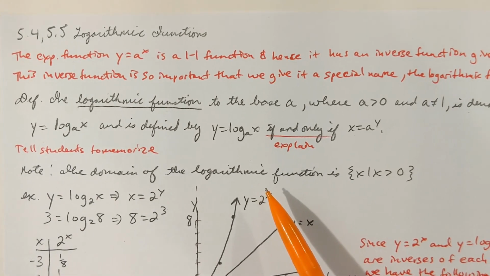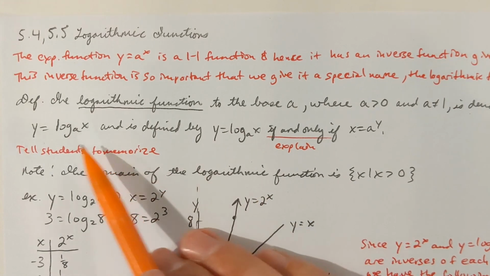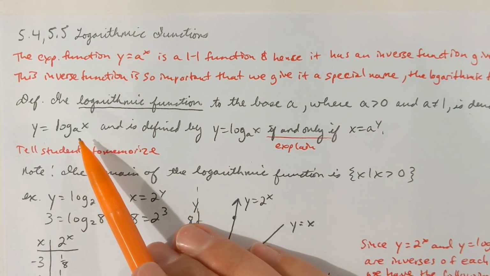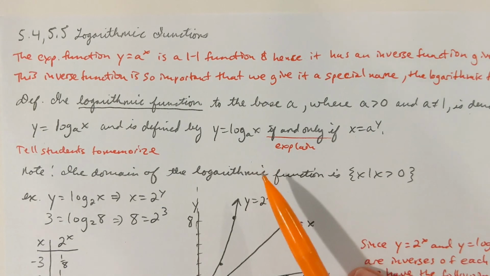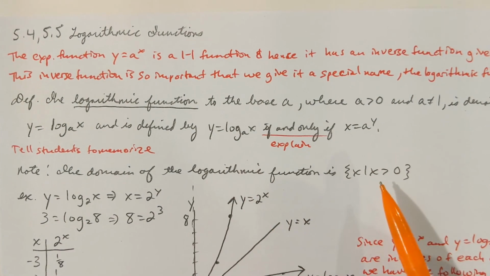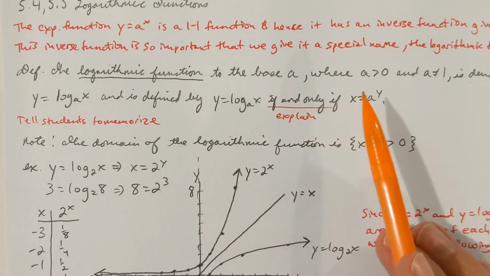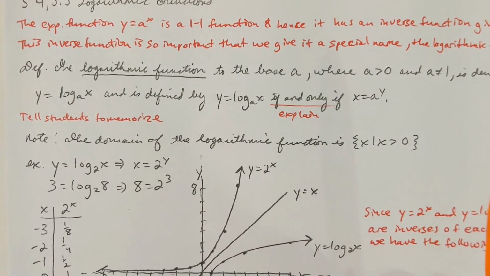Now, like any other function, there are input values and output values. X is the input, y is the output, a is the base. The domain of the logarithmic function is all positive numbers. The base also has to be positive.